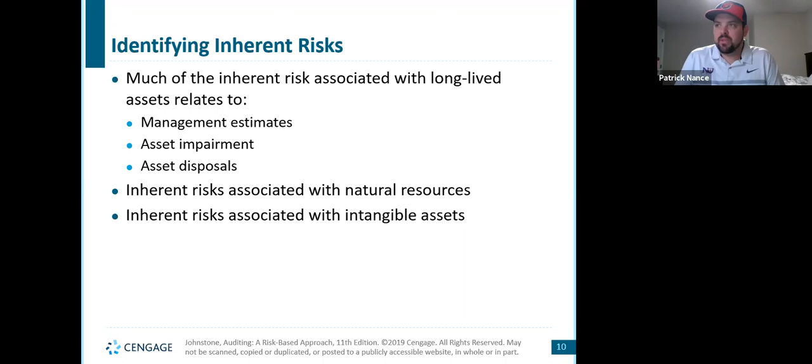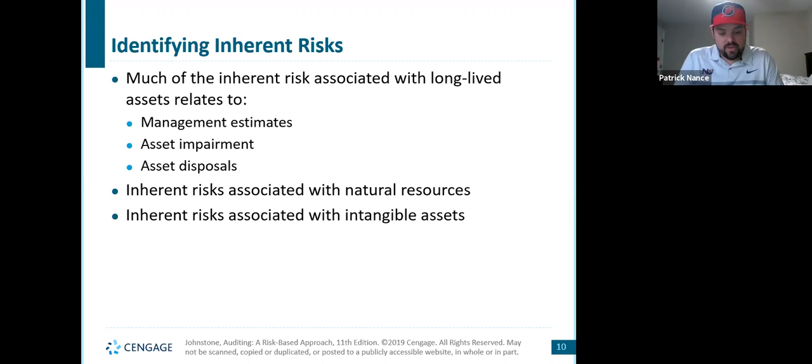So some of the inherent risks that relate to long-lived assets: management's estimates. We have estimated useful lives, we have estimated residual values, we have a lot of estimates that go on with our depreciation. So it's a large inherent risk. Asset impairment, we kind of just talked about, and asset disposal. When I actually dispose of it, and if I stop using something but don't sell it, a lot of times that's technically been disposed of. So we have to be careful with that, making sure that we understand.